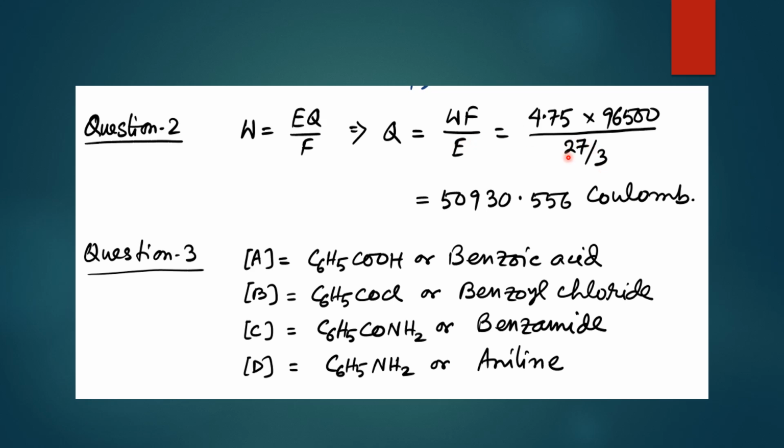So it is aluminium and a 3 electron process, so the n factor will be 3. So atomic weight by 3 will be the equivalent weight. W is given as 4.75 gram, F is 96500. So simply using the calculator you can get the answer. In the next part, this will be the answer. These four are the compounds that you have to identify. You can write either the structural formula or the name. Both will be correct.